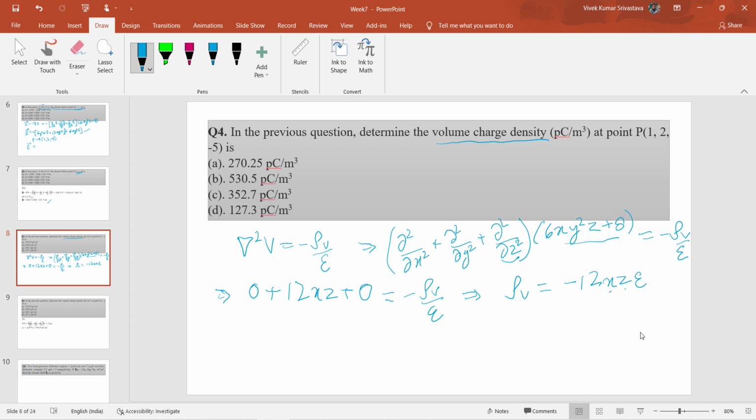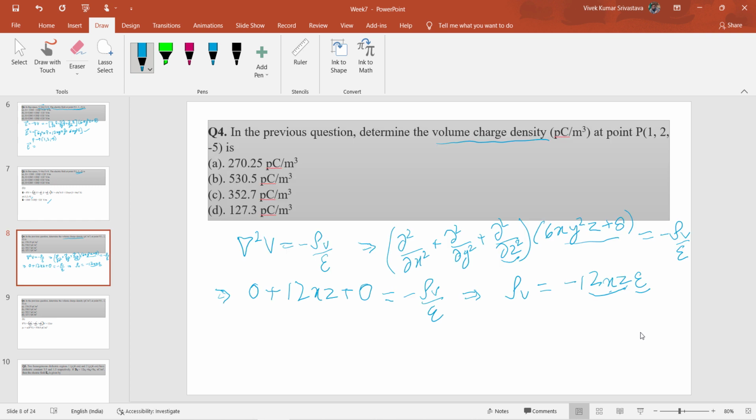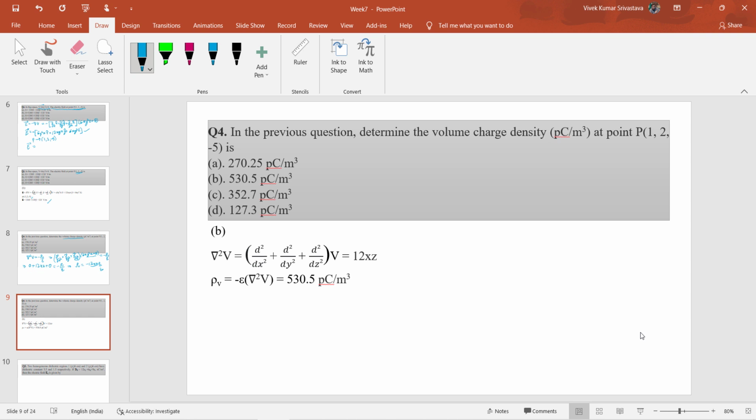The point x and z is already given in the question, which is 1 and minus 5. So you can directly put the values of x and z, and for epsilon you can take air medium, because it is not specified in the question. Here it is also given that we are solving for free space, so you can take epsilon for free space, which is equal to epsilon naught. You can put the values and find the volume charge density. That's how you can solve such types of questions.